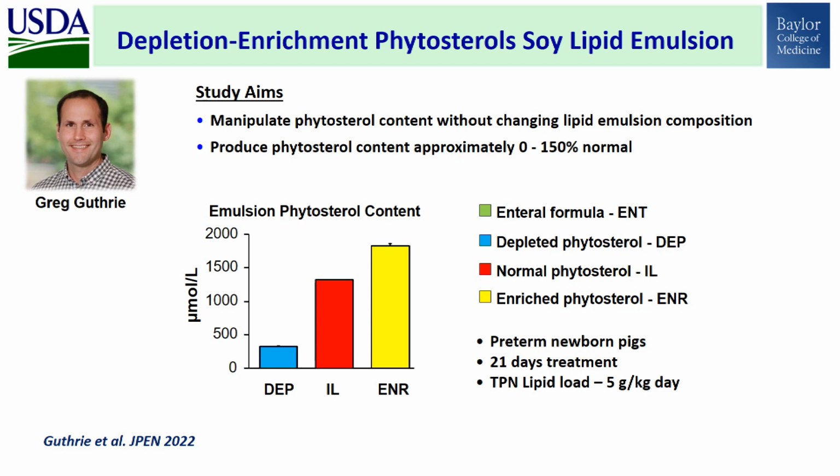We also wanted to produce a range of phytosterols that were between 0 and 150% of normal that you might find in a soy-based emulsion like Intralipid, shown graphically on this illustration here. So we had 4 groups. We had an enteral formula group. We had a depleted group where we tried to deplete phytosterols from a soy-based emulsion, in this case Intralipid. We had normal phytosterols that were representative of Intralipid. And then we had an enriched group where we added back the extracted phytosterols that we took out from the soy-based emulsion. This is a study that was also done in preterm pigs for 21 days at a lipid load of 5 grams per kilo per day.